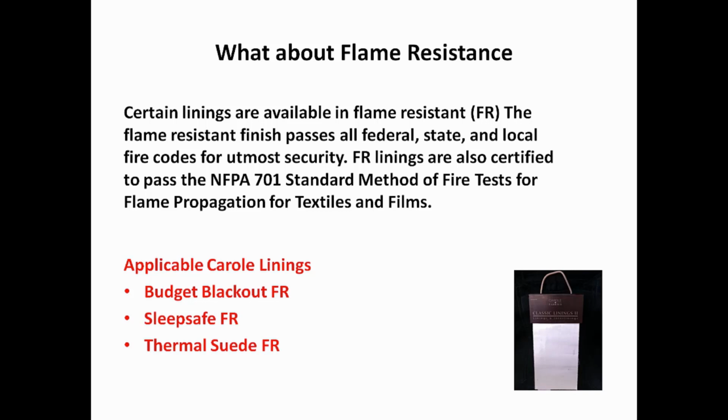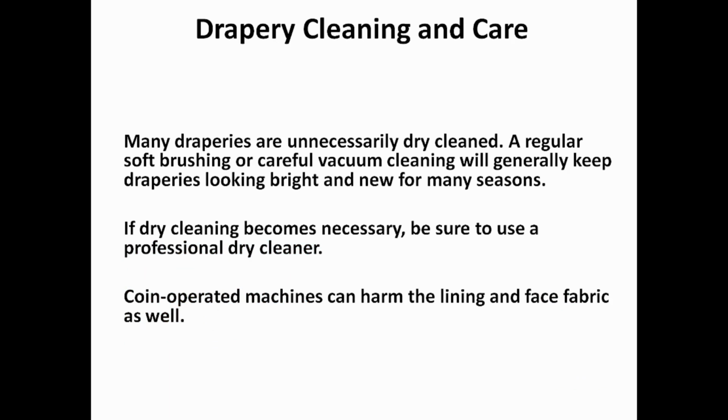We do have 3 basic categories of blackout lining. The first one, if you need a blackout property, is called Budget Blackout FR. If you're just looking for a standard drapery on a window, and it just needs to be FR, that standard lining would be one that we call Sleep Safe FR. And then if you're looking for a little more energy efficient lining, then we have what we call the Thermal Suede FR. But here again, it covers all 3 categories: your blackout, your standard lining, and your energy type lining. So that's kind of a look at all the drapery linings and what the applicable uses might be.